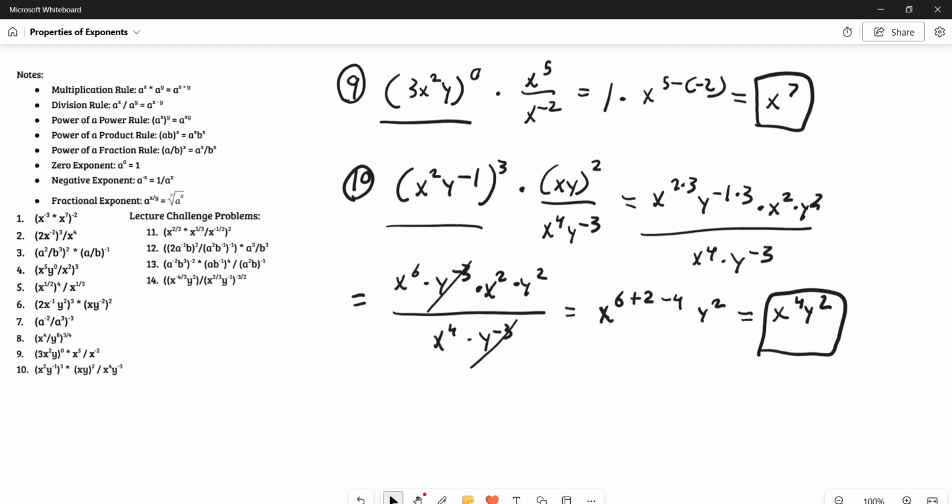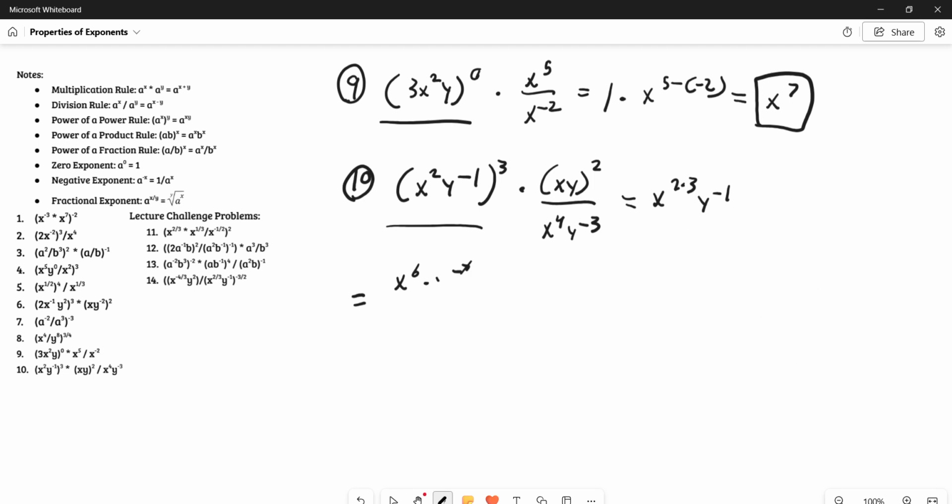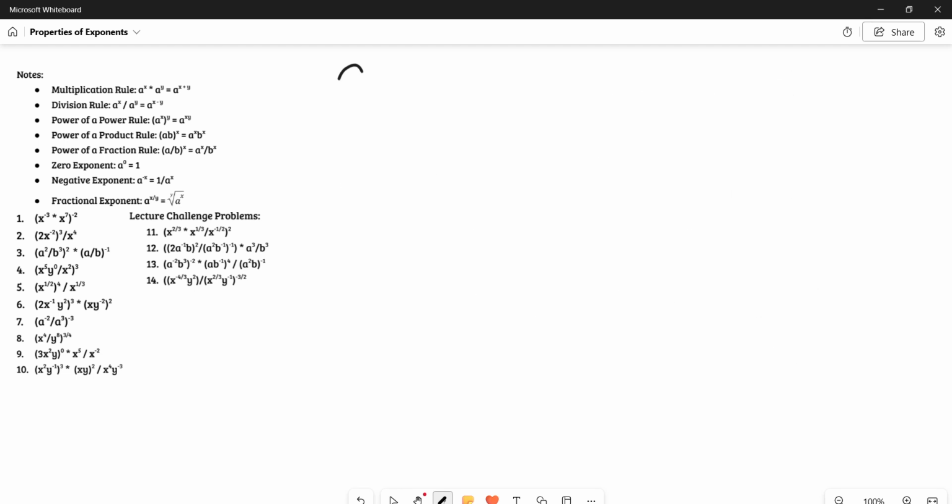Okay, let's go on to the challenge problems for today. We have 4 of them. So the first one is going to be x to the power 2 over 3 times x to the power 1 over 3, all over x to the power negative 1/2. And all this is to the power 2.